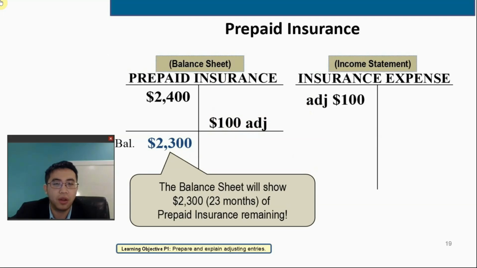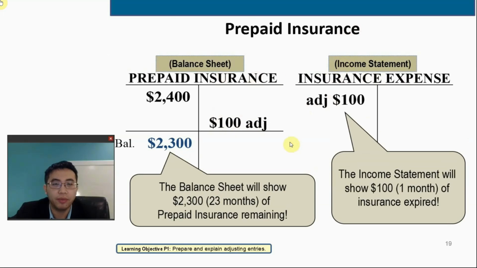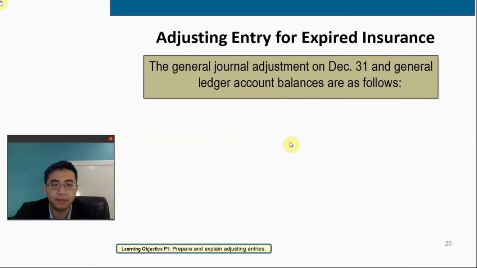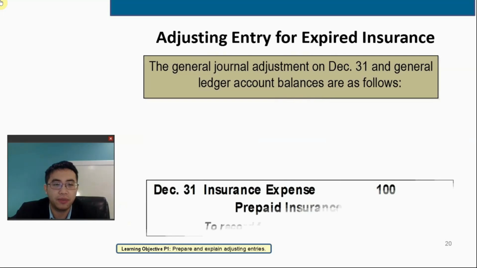So this whole thing, when insurance expenses occurred, has an influence on both the income statement and the balance sheet. All right, now let's do an adjustment entry for expired insurance. The general journal adjustment on December 31st and the ledger account balances are as follows.